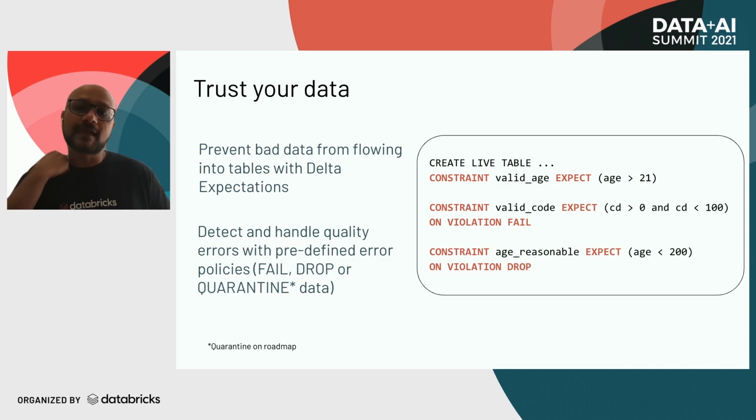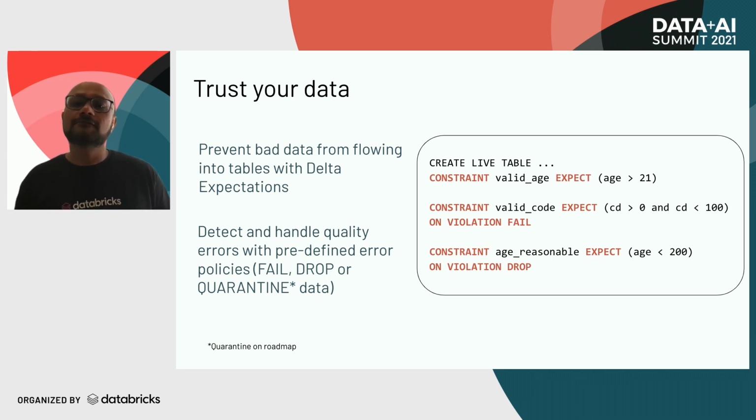Now, if any record does not meet one of the rules you've specified, out of the box, we provide you with error handling policies. These error handling policies include fail, meaning to stop the pipeline if this is a serious error, or you can drop the record before it hits the target table, or eventually we'll also support quarantining the record, which is coming a little ways down the road.